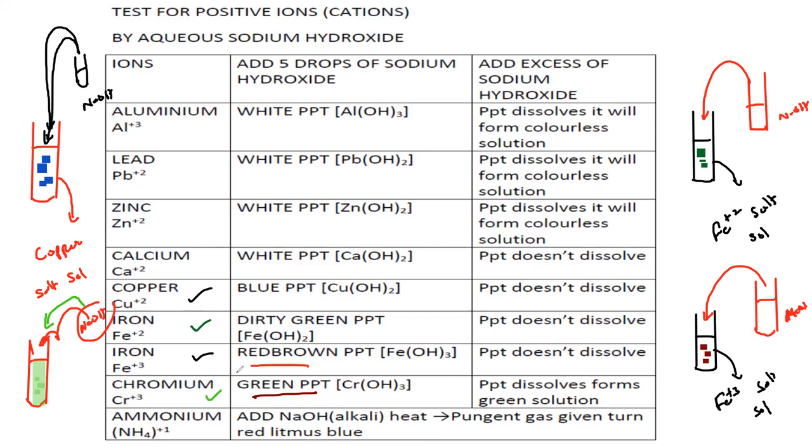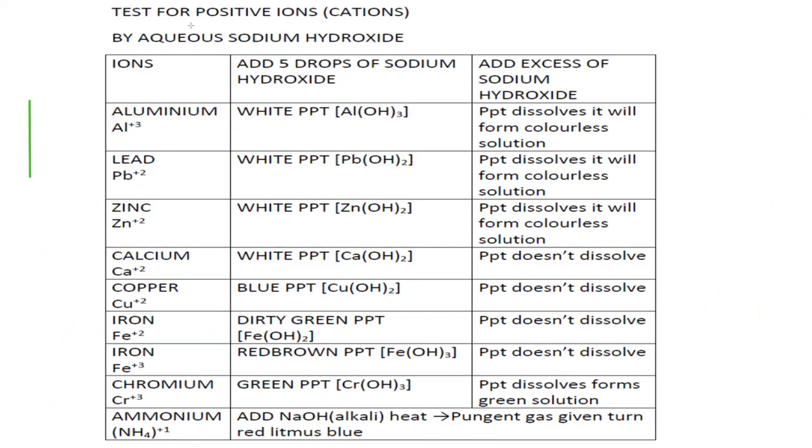And then for ammonium ion, whenever we have an alkali and an ammonium salt, it will give out ammonia gas. So what is the test for ammonium ion? The same test is there, but the only extra thing is that we are heating the mixture.